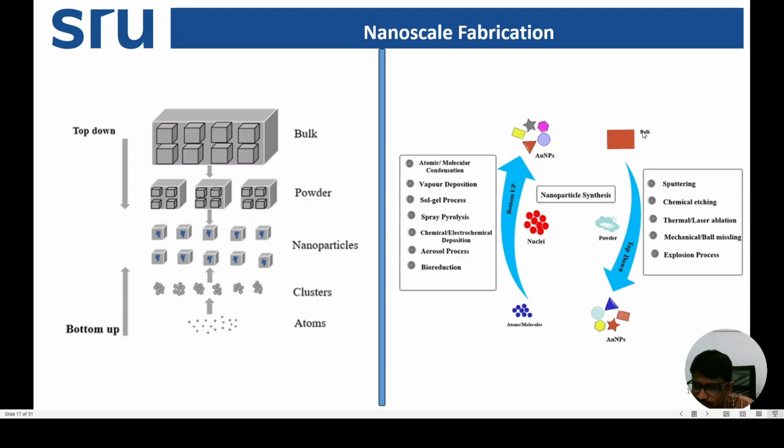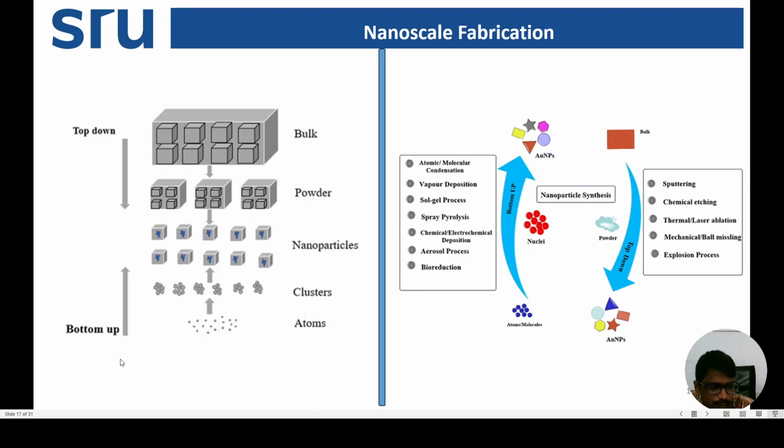See here, this is bulk. By using top down we make it into nanoparticles. What are the examples for top down approach? Some of them are sputtering, chemical etching, thermal ablation or laser ablation, mechanical process, that is ball milling, and the explosion process. So these are the examples for top down approach.